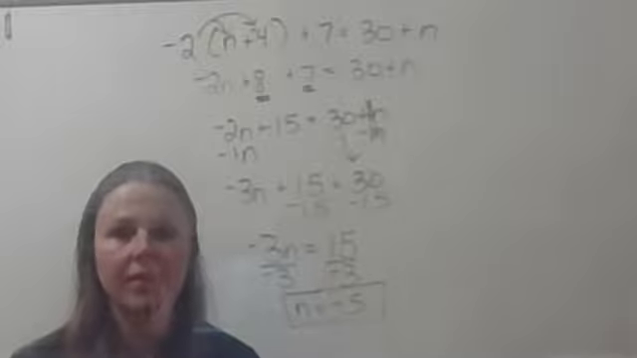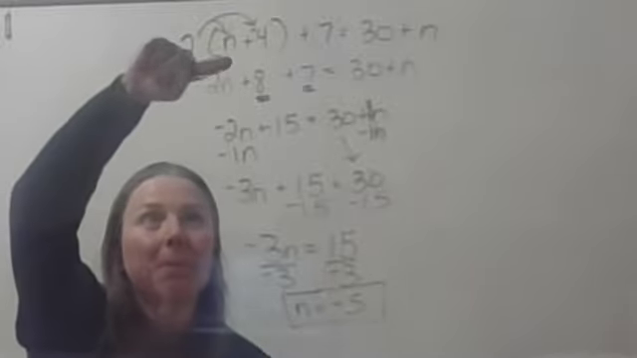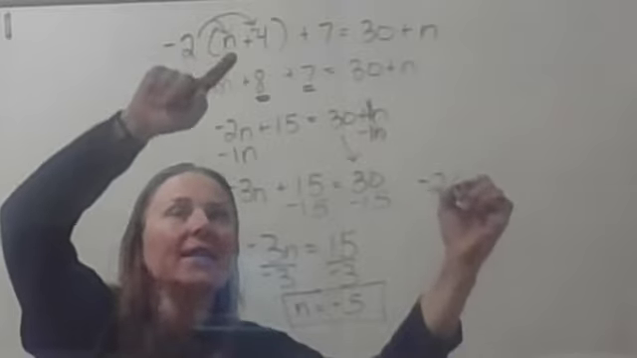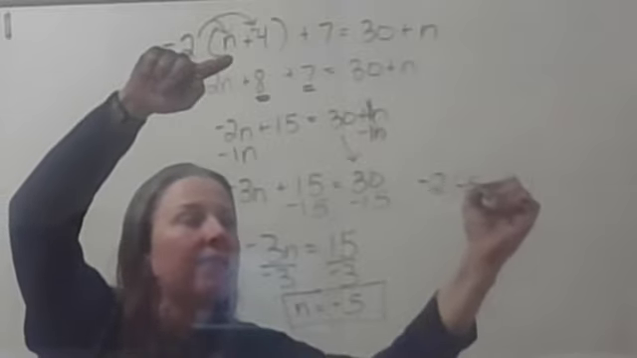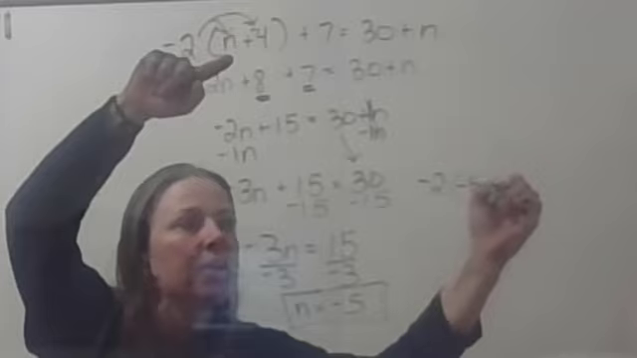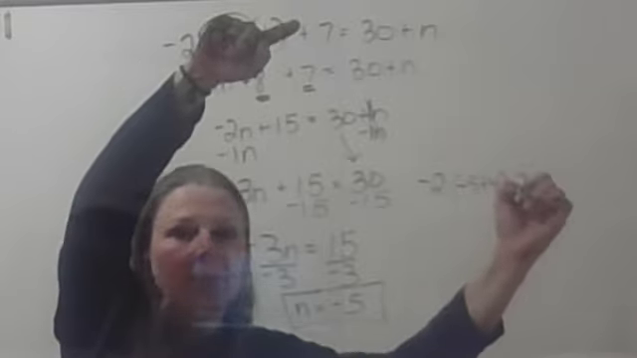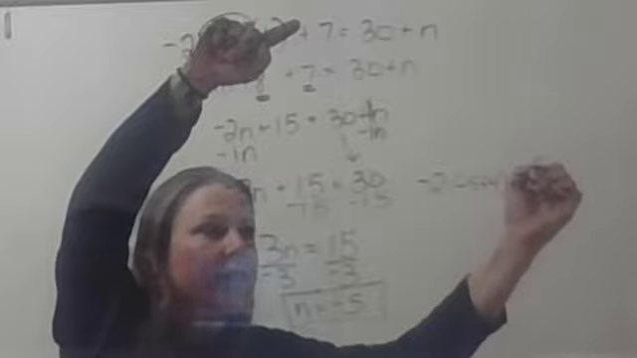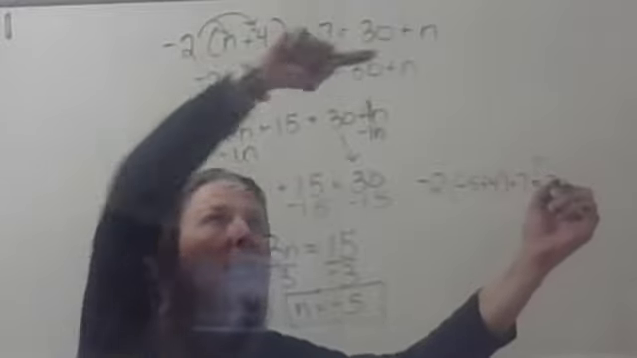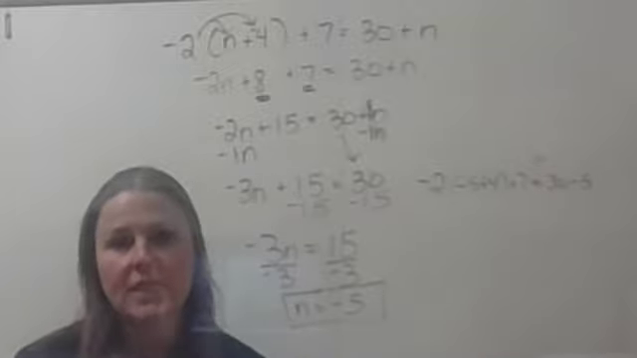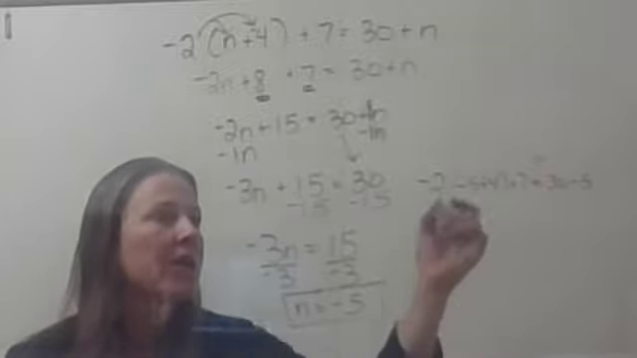Let's check that. Back up here. So -2, and then instead of n, we're plugging -5 in, and then you can either put -4 or plus -4. And then we have the +7. Does that equal 30 plus n, which is -5? So you could put -5 or plus -5.